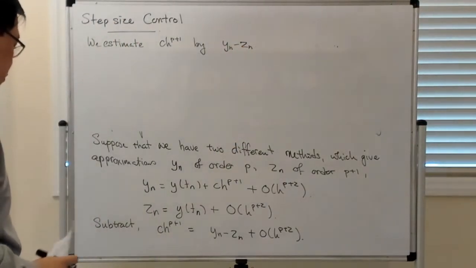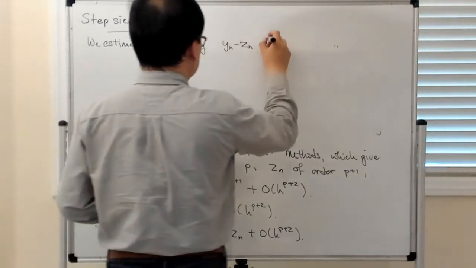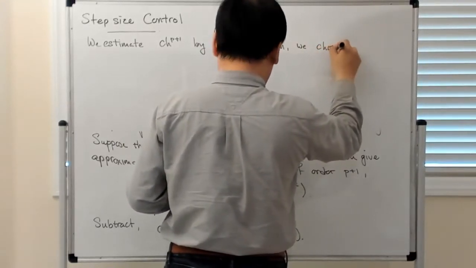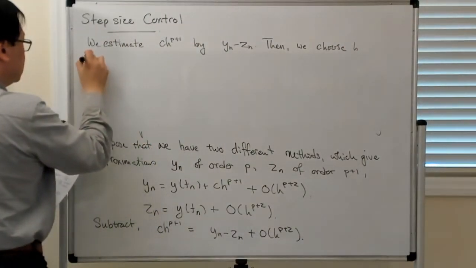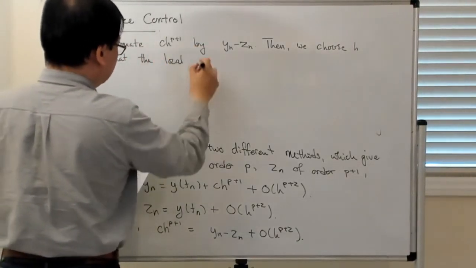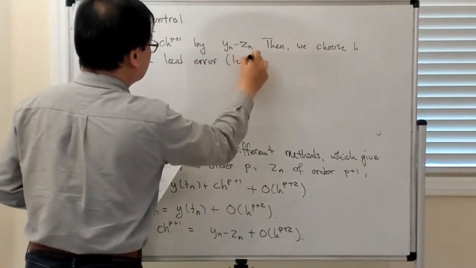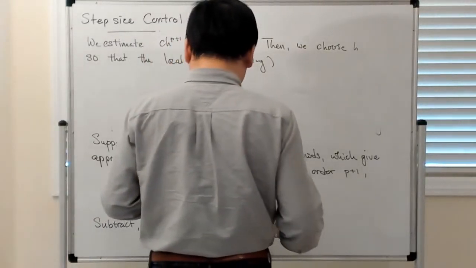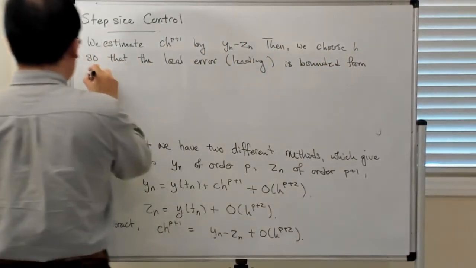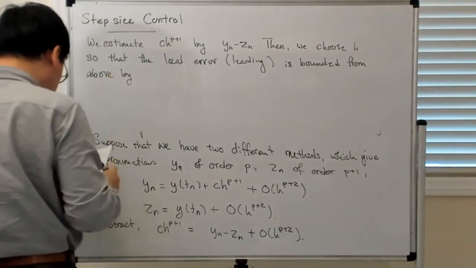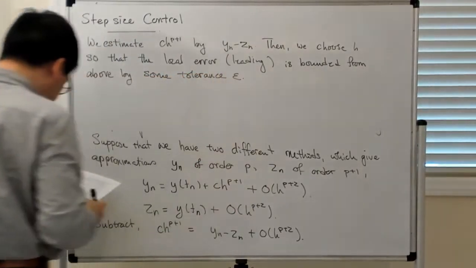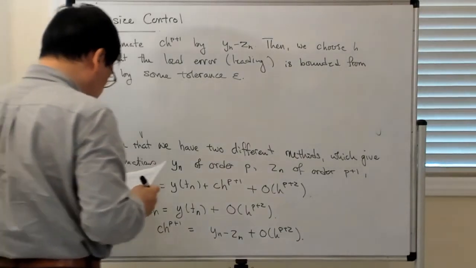So we estimate Ch to the P plus 1 by Yn minus Zn. And then we choose h so that the local error, or the leading local error term, is bounded from above by some tolerance epsilon.